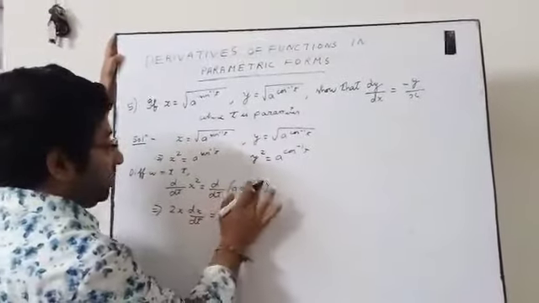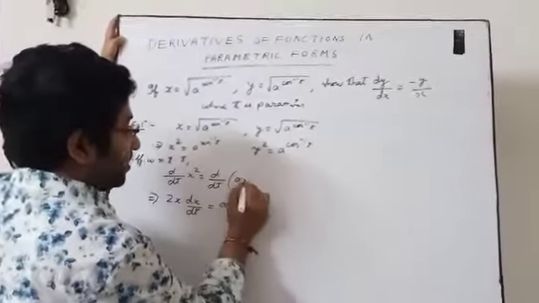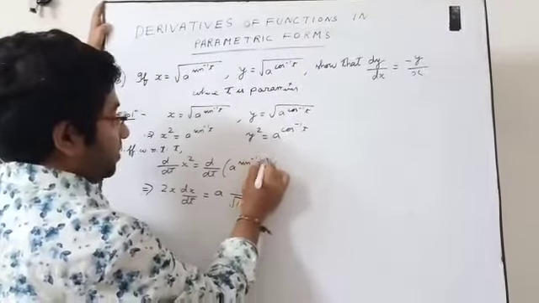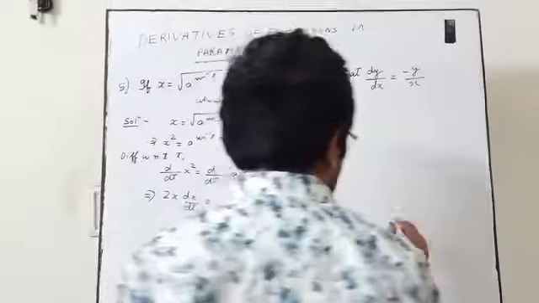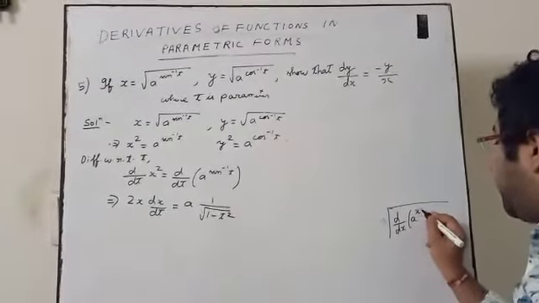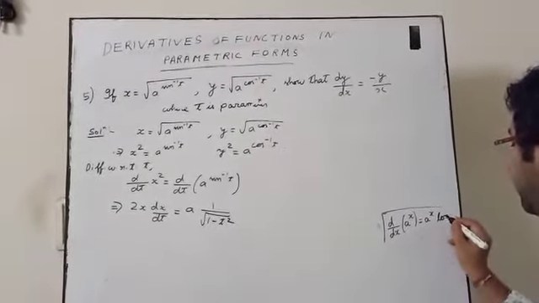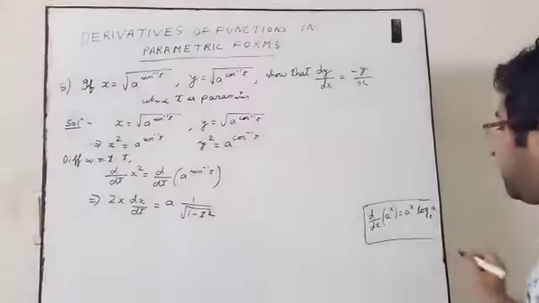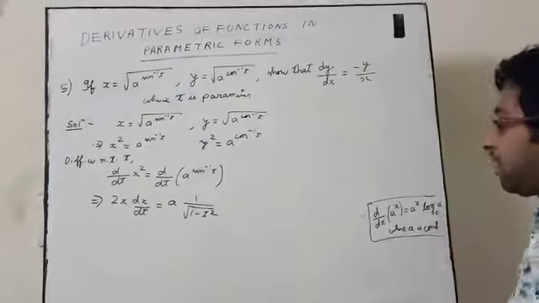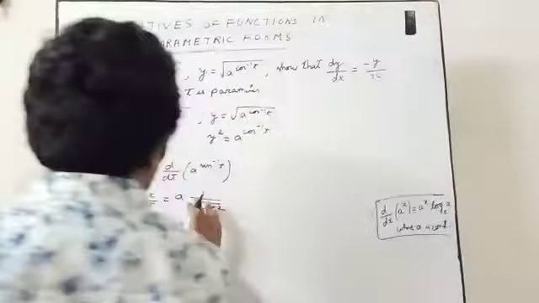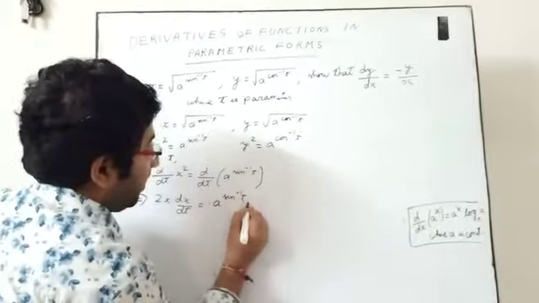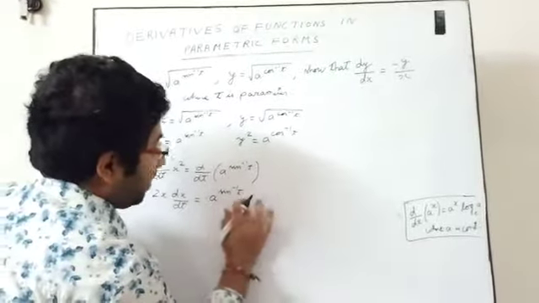So d by dt of x square is d by dt of a to the power sin inverse t. I think all of you know the formula for d by dx of a to the power x: it is a to the power x log a. This is the derivative of a constant to the power x, where a is constant. So d by dt of a to the power sin inverse t is a to the power sin inverse t into log a.